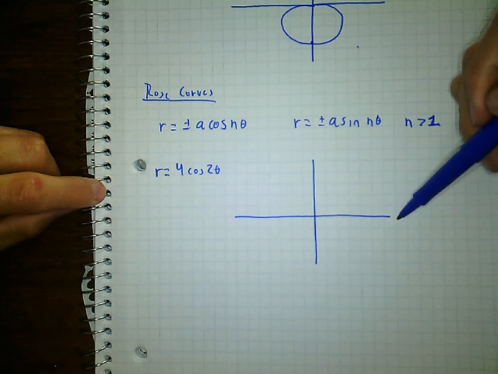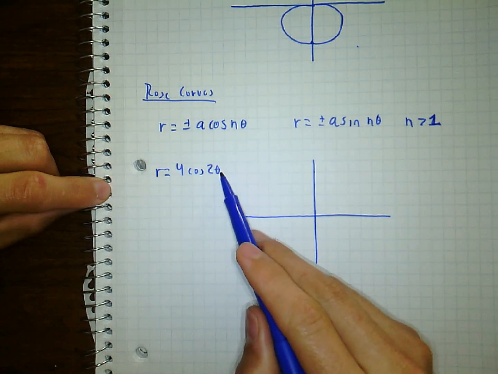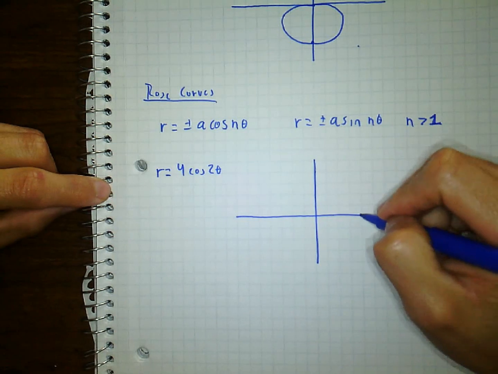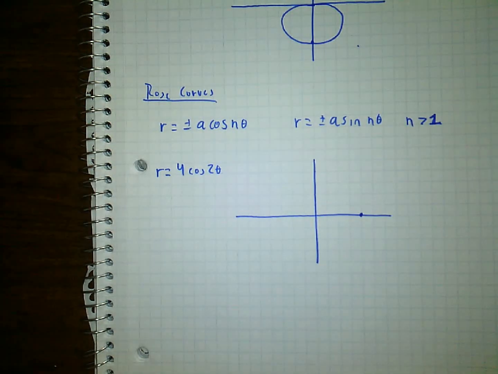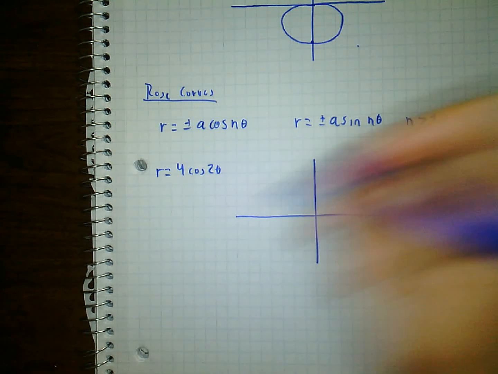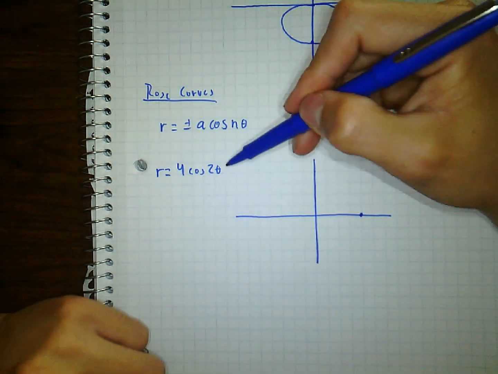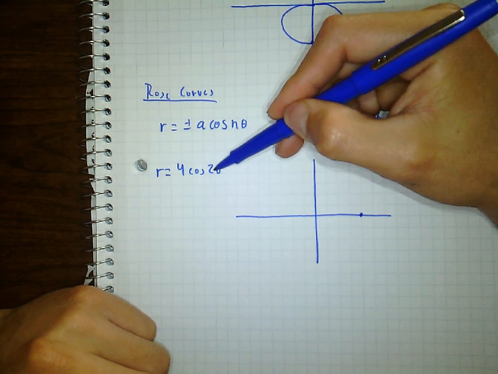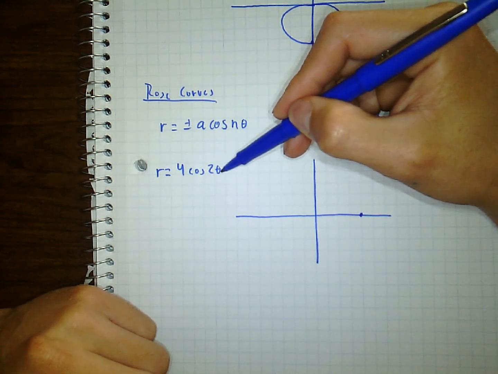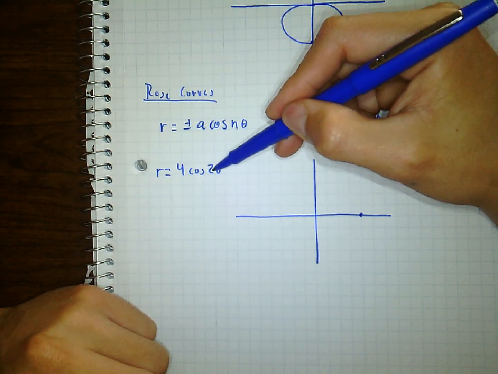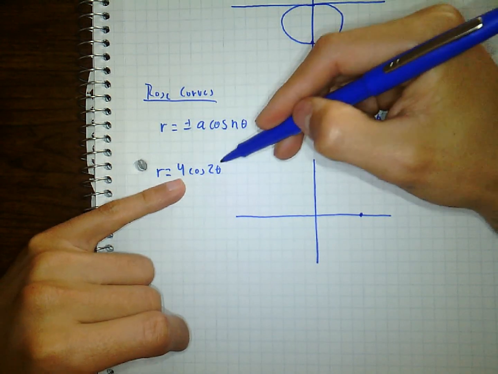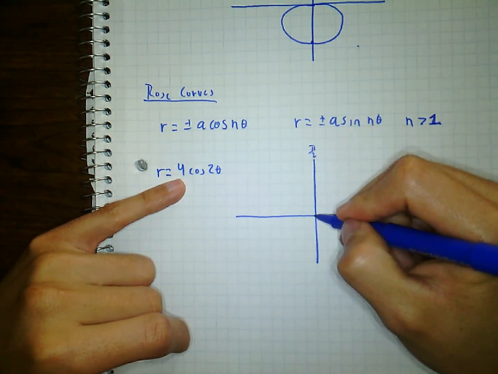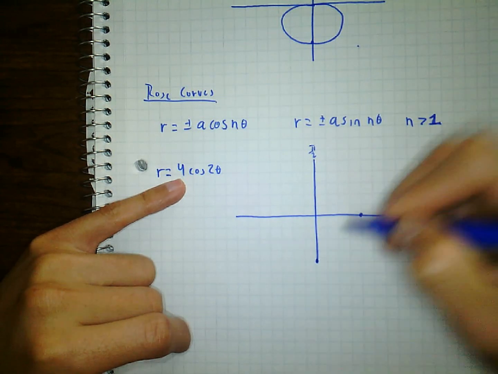If I plug in 0 here, 2 times 0 is 0. Cosine of 0 is 1. 1 times 4 is 4. So I'm going to go 4 units towards 0. Okay? All right. Now let's say I plug in pi over 2. Pi over 2 times 2 would be pi. Cosine of pi is -1. -1 times 4 is -4. So when I plug in pi over 2, which is up here, I need to go away from it 4 units. So 1, 2, 3, 4.